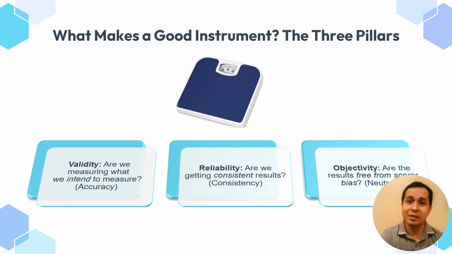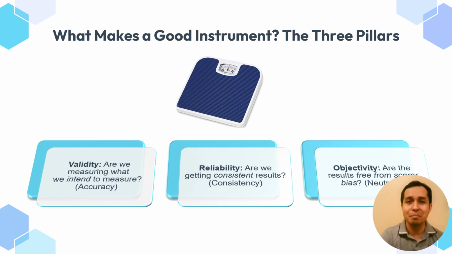How do we know if an instrument is any good? We evaluate it against three non-negotiable criteria, the three pillars of a good instrument. First, validity. This is the big one. It asks, are we actually measuring what we intend to measure? Is your math test really testing math skills, or is it just testing reading comprehension? It's about accuracy, hitting the bullseye.